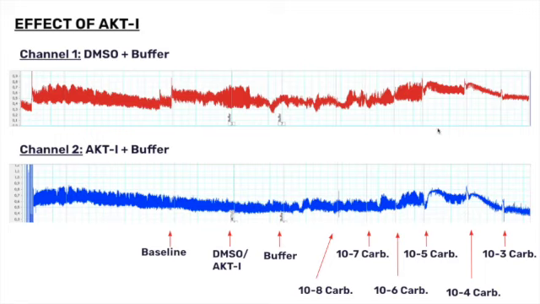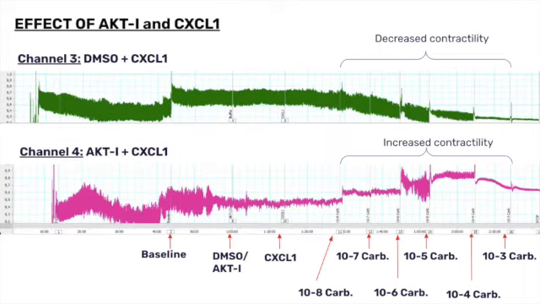So there's no significant change in the amplitude or tone in both phases, the spontaneous and the agonist-induced. But what's really interesting is that if we look at channel 4, where we used AKT inhibitor followed by CXCL1, the AKT inhibitor seemed to inhibit the decreased agonist-induced contractile activity induced by CXCL1. We can see this by the increased contractility trend upon the addition of the carbachol treatments.